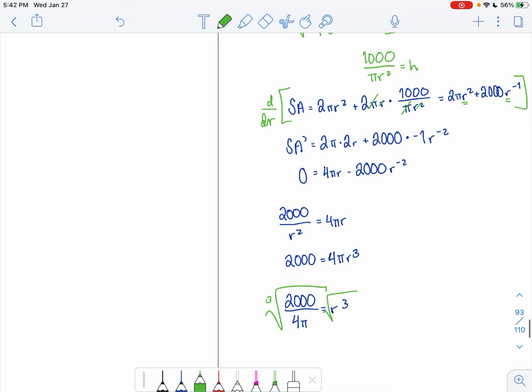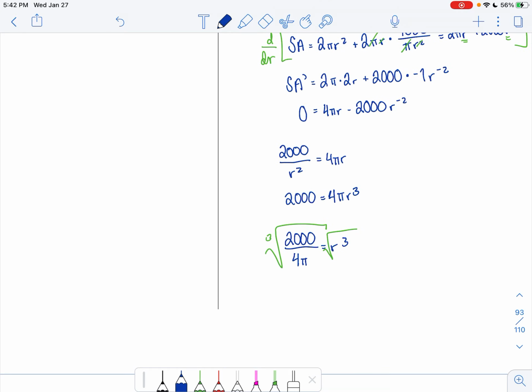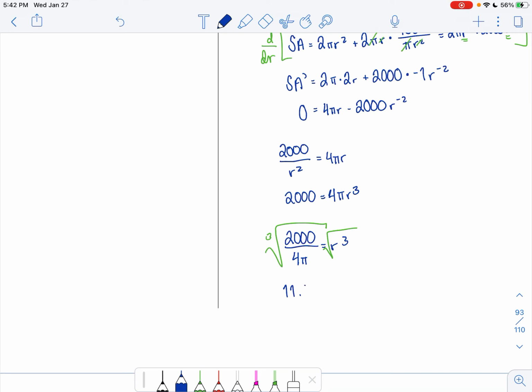Since this doesn't cube root nicely, that's absolutely fine. If you want to simplify 2,000 over 4 pi to 500 over pi before you take the cube root, you can. But you can also just plug that into your calculator. If you don't have a cube root button, which most of you don't, remember that this is a power of 1/3. So in terms of my calculator, I'll type in 2,000 over 4, use the pi button, don't round, to the power of 1/3, which gives us our radius, which is 11.624.